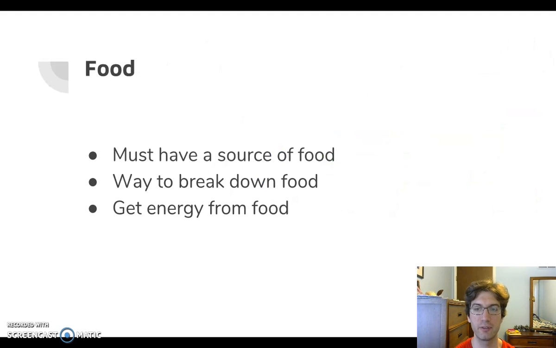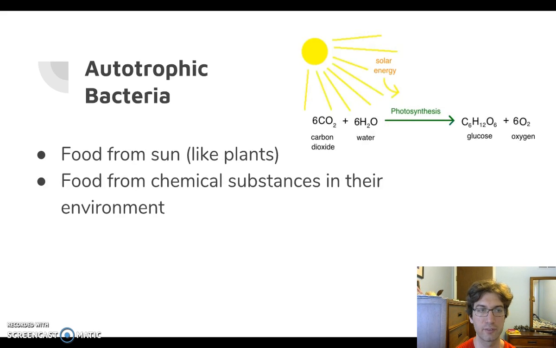Next is food. Because bacteria are living things, unlike viruses, they do need a source of food. So they must have a source of food, they must have a way to break down this food, and they must have a way to get energy from it. Depending on the type of bacteria you are is going to depend on what you do. So there are autotrophic bacteria. These bacteria, just like plants and some types of protists, are going to make their own food from either sunlight or chemical substances in the environment around them. For example, if they're buried deep in a pile of mud, sunlight doesn't quite reach them, and therefore they can make food based on the chemical substances that are in their environment.